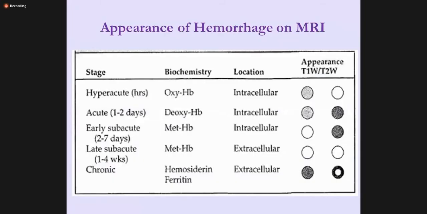Now, appearance of hemorrhage on MRI. There are again stages: hyperacute within hours, acute 1 to 2 days, subacute less than 7 days, late subacute up to 1 month, and chronic more than 1 month. Now, depending on the biochemistry, the appearances differ on T1 and T2 sequences.